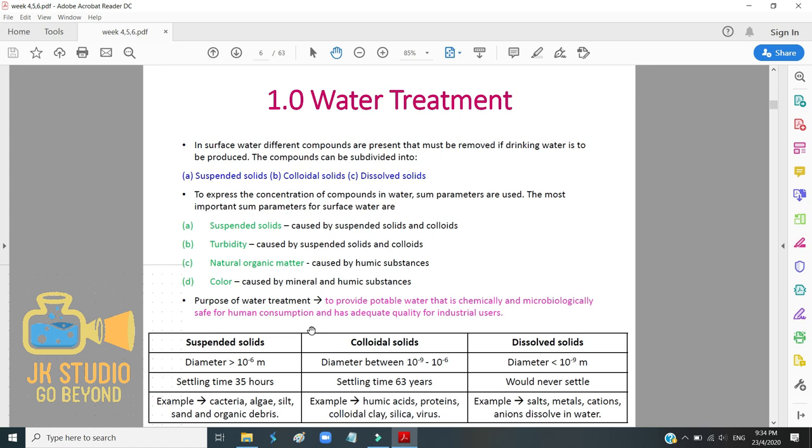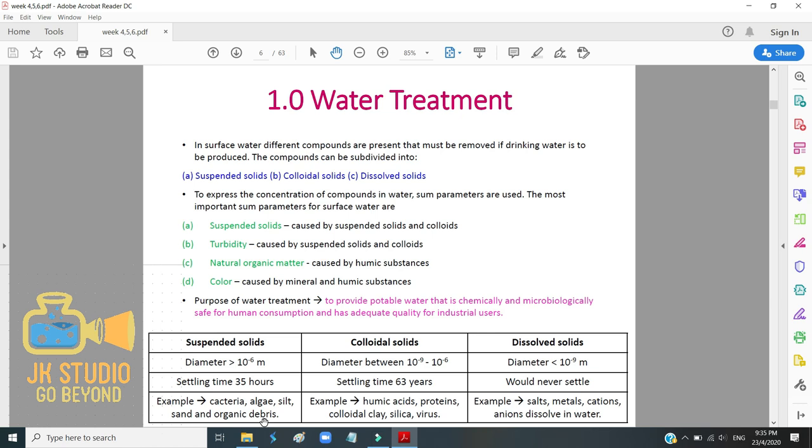And then this is the comparison between the three types of solids. Firstly, suspended solids, which have a diameter larger than 10 to the power negative 6 meter. The settling time is 35 hours. Examples will be bacteria, algae, silt, sand, and organic debris.